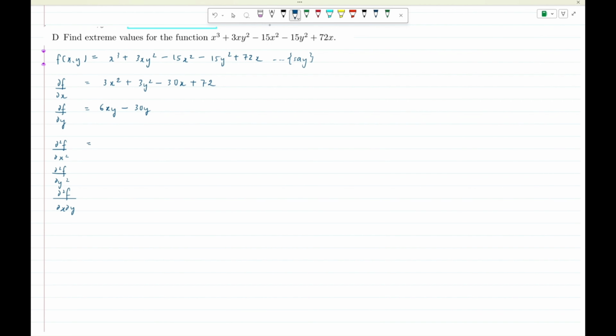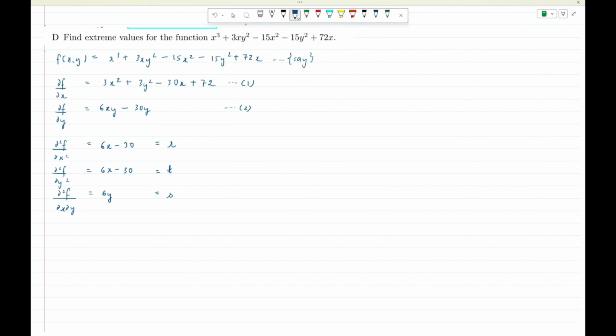So the first one is going to be the partial differentiation of 1 with respect to x, and that's going to be 6x minus 30. The second one is going to be partial differentiation of equation number 2 with respect to y, and that turns out to be 6x minus 30, while the third one is going to be the partial differentiation of equation number 2 again with respect to x. So that turns out to be 6y. Now we are going to call the second order partial derivatives as R, S and T.